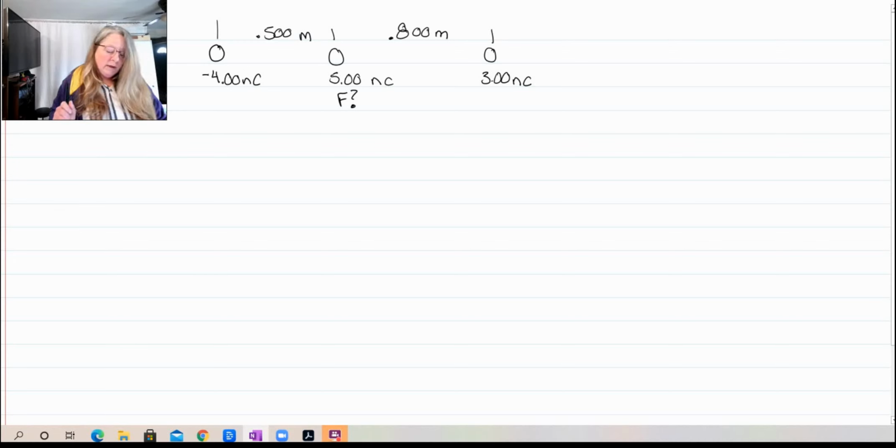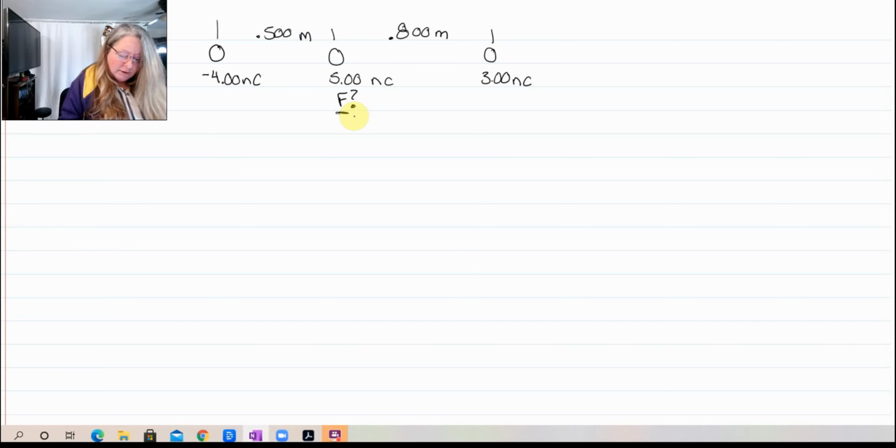Okay, so the example that I did was cut off and we're having all sorts of technical issues with rendering it. So I'm going to redo, this is the first of two examples I'm redoing, and I'm going to post them as separate videos. This one is asking for the net force acting on this 5 nanocoulomb charge. So we have it sandwiched in between a negative 4 nanocoulomb charge and a 3 nanocoulomb charge.